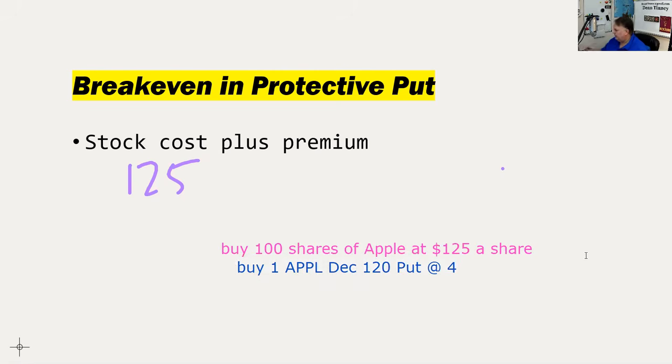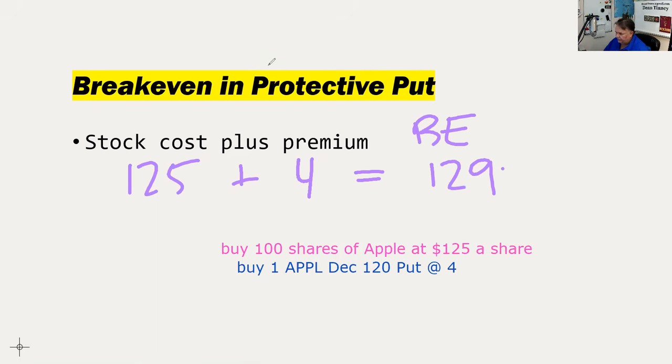And so we paid 125 for the Apple. We paid 4 points for the protection. And so now our break even is 129. This is the one time and the one time only that I have a put and I'm actually adding. So when you have stock, you got to be a little more careful.